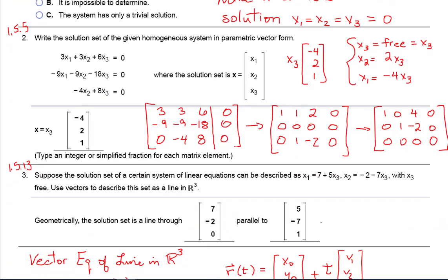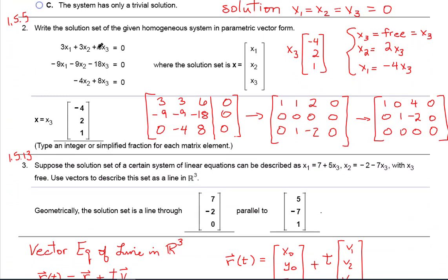In question 2 here, we're given a system and we want to write it in parametric form. Well, first off, let's just figure out what is the solution. All right, so here's my basic matrix. I took row 1 and divided through by 2. I'm noticing that if I multiply row 1 by 3 and add it to row 2, I get all zeros. And row 3, I'm going to divide by -4.